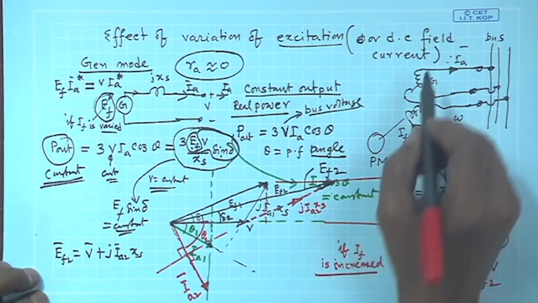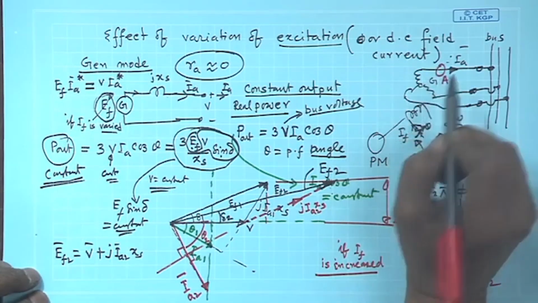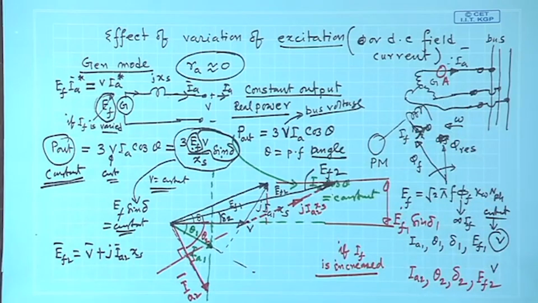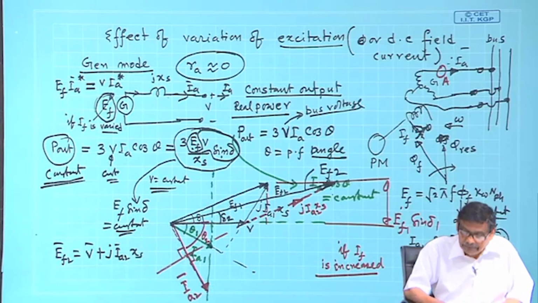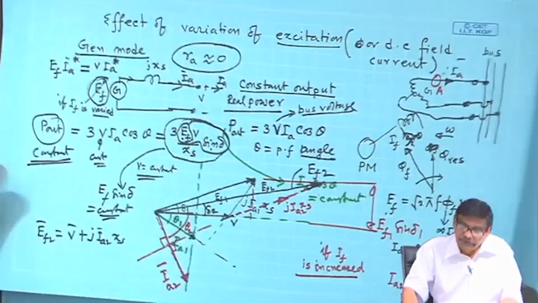Therefore, what you will see is this: if you have connected an ammeter here, as you increase the excitation, the armature current will rise, it will become more. Understood? Okay.